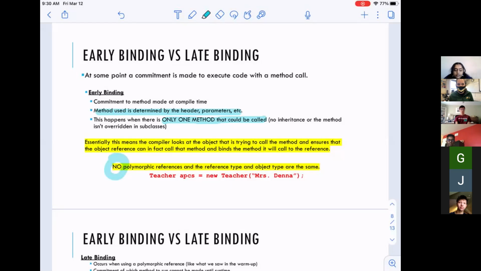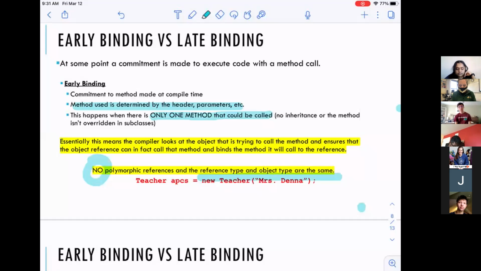For some reason, my Zoom just stopped screen sharing. All right, so as I was saying, this happens when there's no confusion about which method's going to get called.